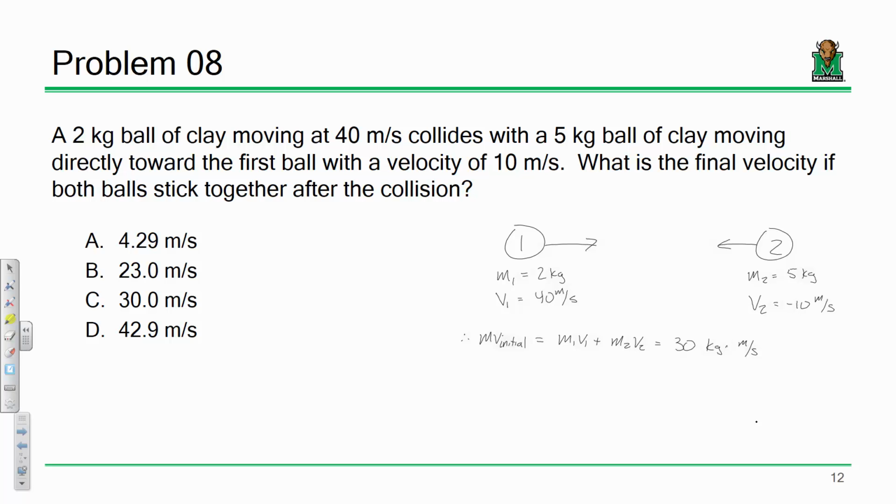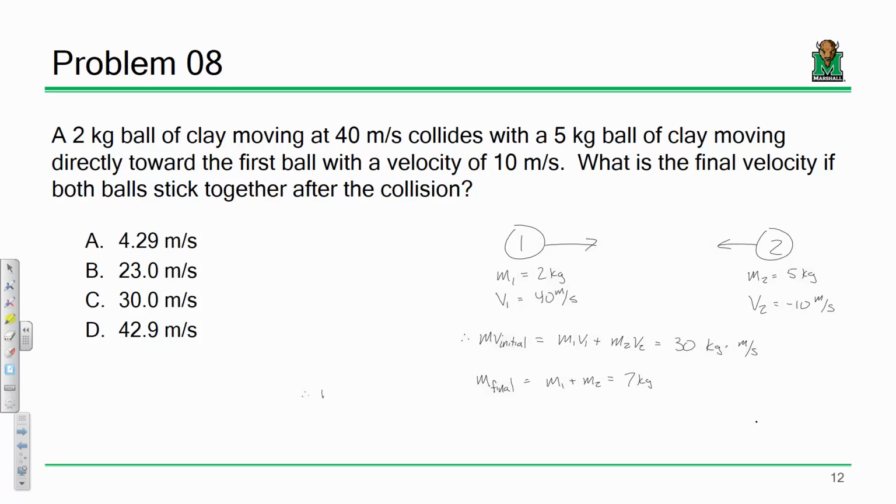The final momentum has to equal that. So the system has 30 kilograms times meters per second momentum at the beginning. It's got to have 30 kilograms times meters per second at the end. Now, I don't know the final velocity, but I do know the final mass. What's the final mass of the system? 7 kilograms, because there are 2 balls at play and they stick together. So the final mass is m1 plus m2, which is 7 kilograms.